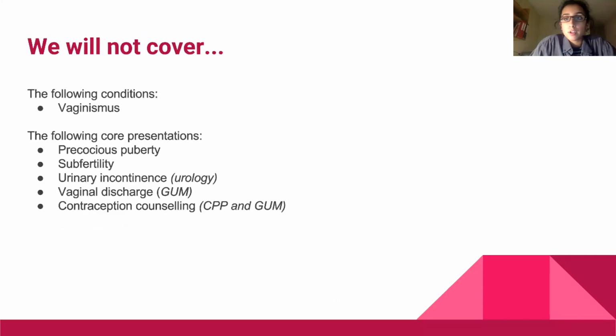Things that we won't be covering, so I'd encourage you to go over these in your own time, will be vaginismus, and then the following core presentations: precocious puberty, subfertility, urinary incontinence, which will be covered in the urology talk, vaginal discharge, which will be covered in the GUM talk, and then contraception counselling, which will be covered separately in talks not today.